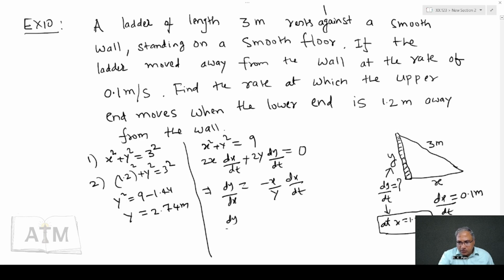Now putting all the values, there is dy by dt. So dy by dt equals, x value 1.2, y value 2.74, and dx by dt value 0.1. So this becomes minus 0.043 meter per second. So this is the required solution.